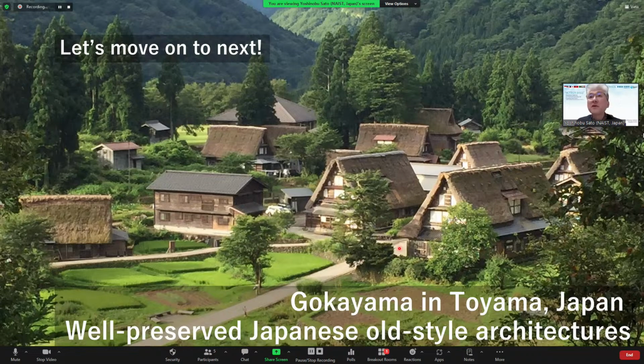This picture shows well-preserved Japanese old-style architecture, Gokayama in Toyama. If you visit Japan, I encourage you to visit this place.